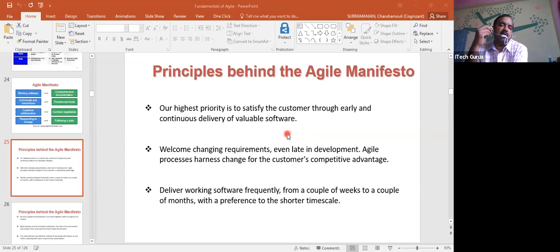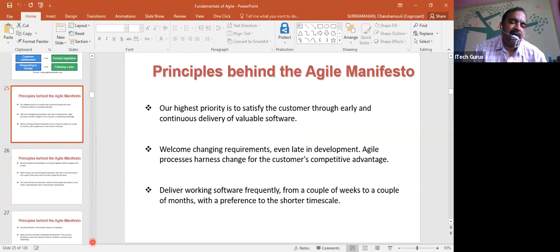Change is always allowed to the customer. So the Agile process harnesses change for the customer's competitive advantage. So why is the customer asking for a change? Because at the end of the day, this product should meet the need and should beat the competitor, correct? So that way we accommodate a change, right?